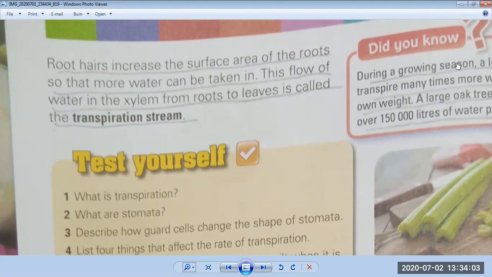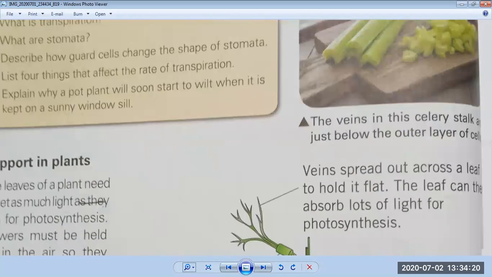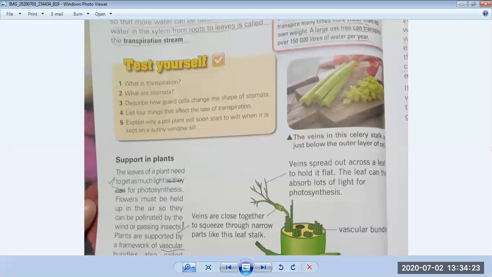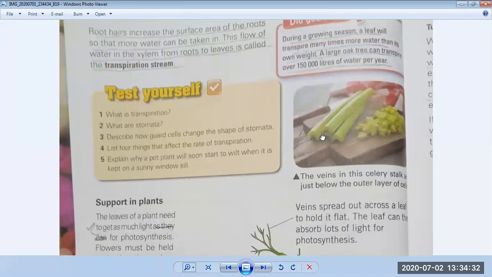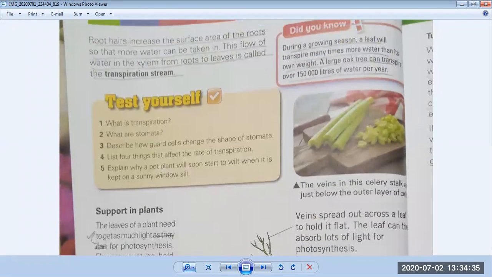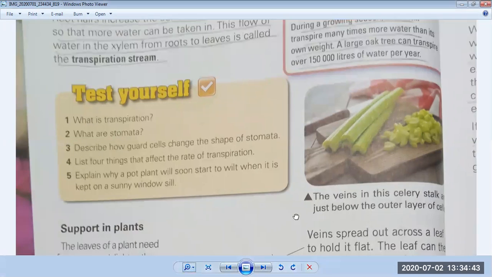Now we will come to the next diagram. So you can see another diagram. The veins in this celery stalk are just below the outer layer of cells. You can also see this is given in your book. It's a diagram of the veins in the celery stalk. This is a new word for you. Celery is a European herb. It is found in Europe and it is used as a vegetable. It belongs to the carrot family.